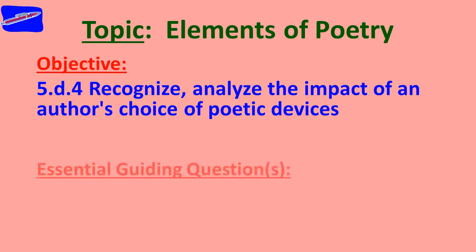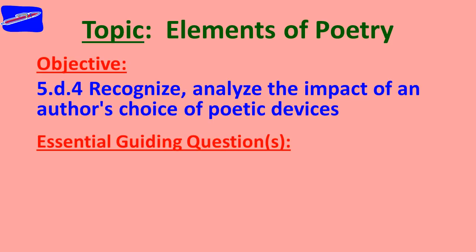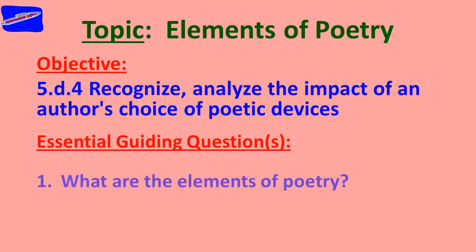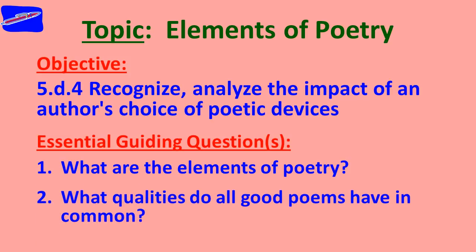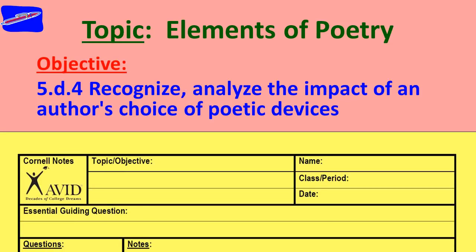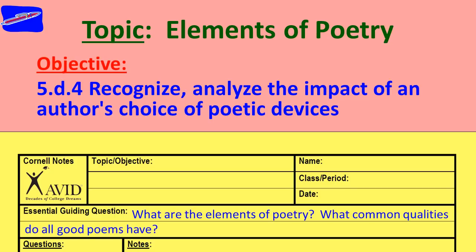There are two essential guiding questions for today's lesson, and we'll need to write them both down. The first question is, what are the elements of poetry? The second question is, what qualities do all good poems have in common? We'll want to write these at the top of the page, just next to where it says essential guiding question. So your notes should look something like this. Once we have those questions written down, we're ready to proceed.